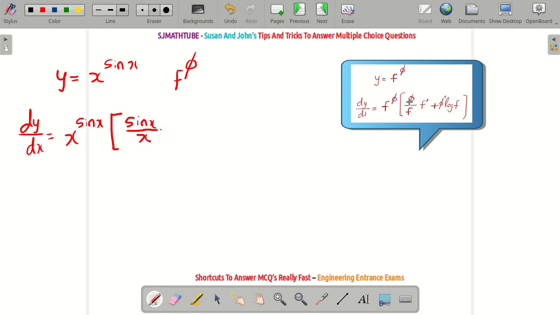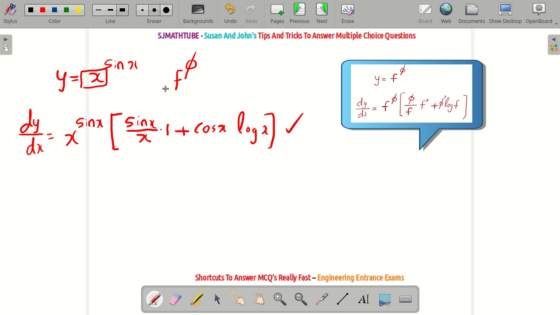times, what is f dash? What is the derivative of x? 1. Plus, now time to differentiate the one on the power, that is cos x. And the last thing to do, write log of the quantity here, and that will be log x. Isn't it awesome? That's it. You have the derivative right in front of you.